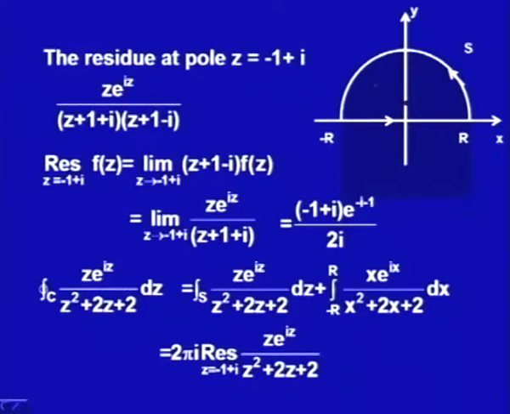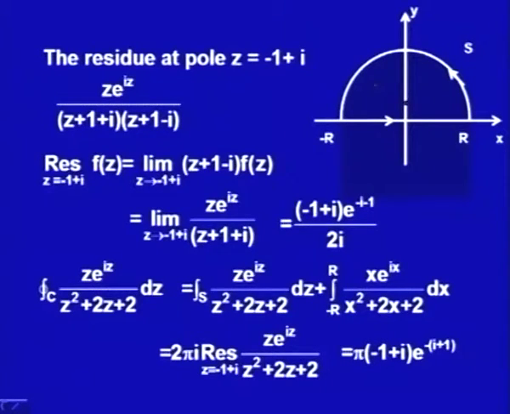The residue we just calculated is (−1 + i) e^(−i+1) / (2i). Multiplying it with 2πi, the 2i gets cancelled out, and we get (−1 + i) times π times e^(−i+1).